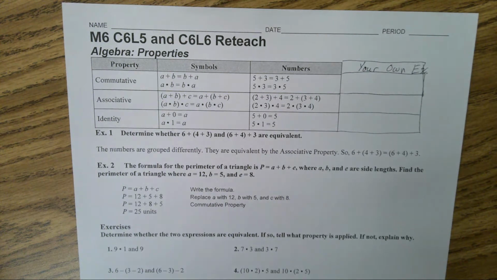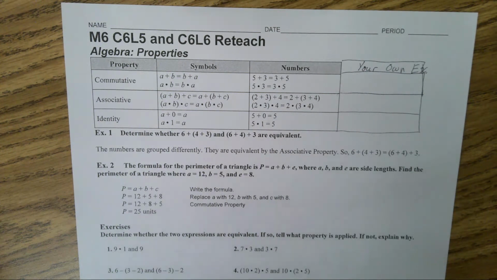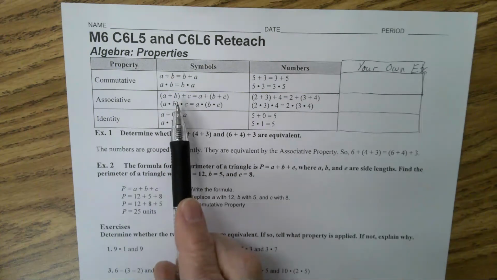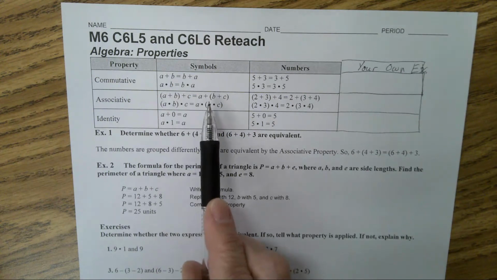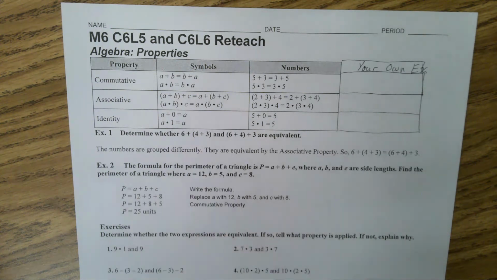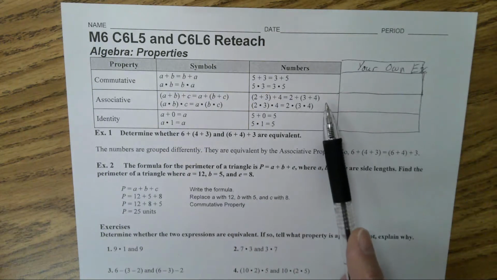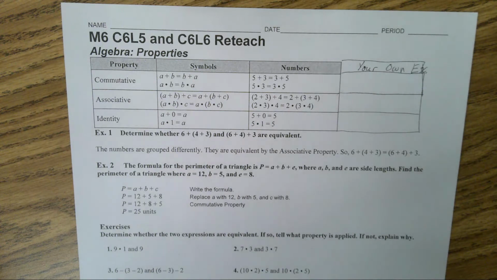Now, let's go on to the associative property. Remember, the associative property is the property where the parentheses move, as opposed to the commutative property where the numbers or variables moved. So here we have the associative property for addition. A plus B in parentheses plus C equals A plus B plus C, with the B and the C being in parentheses. Here they've given an example with numbers. Now, I would like for you to write your own example of the associative property.